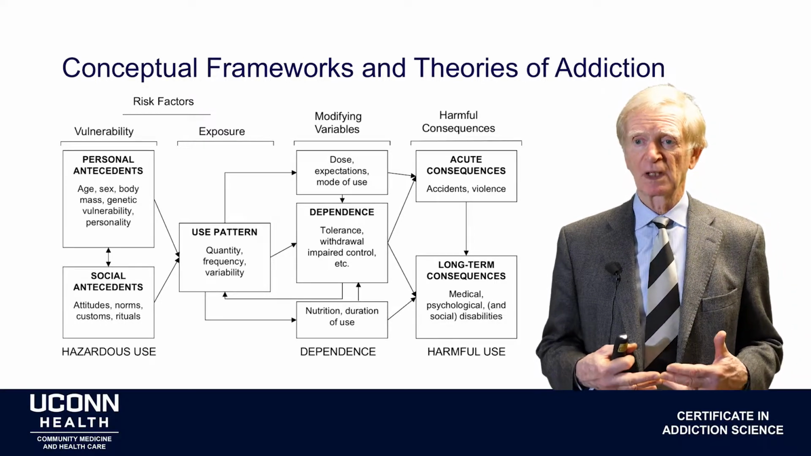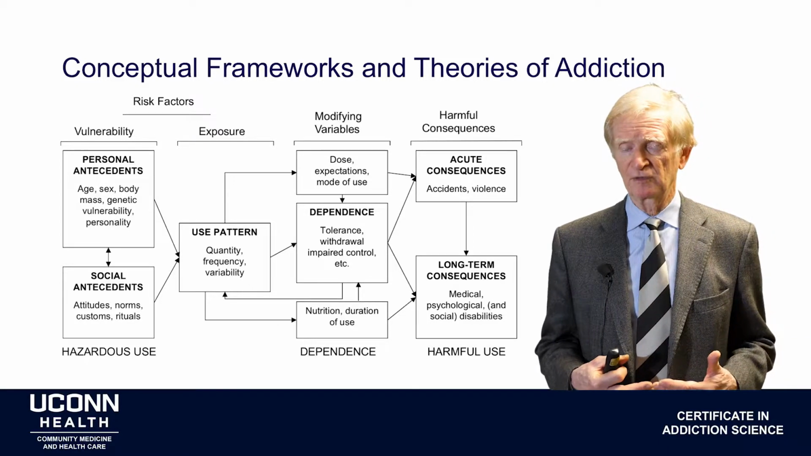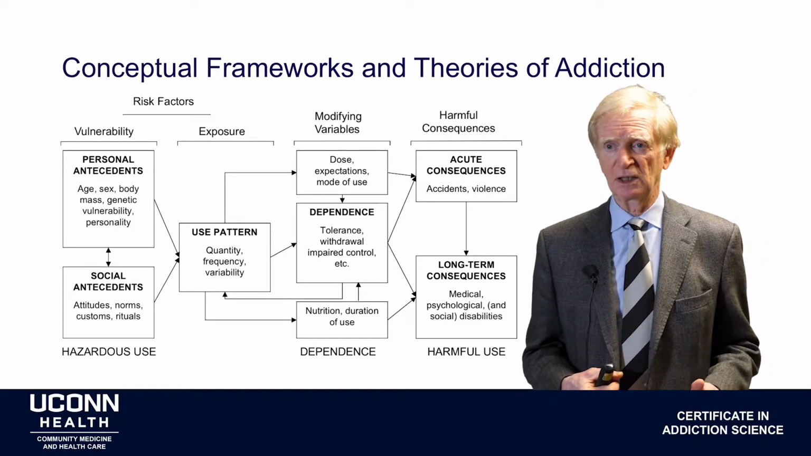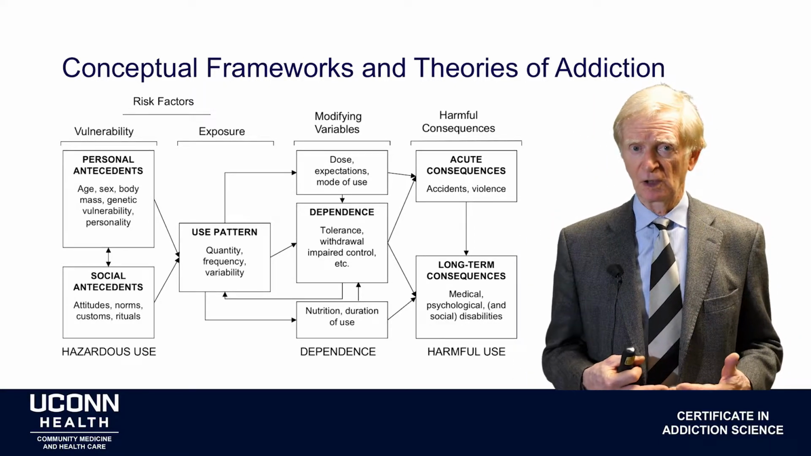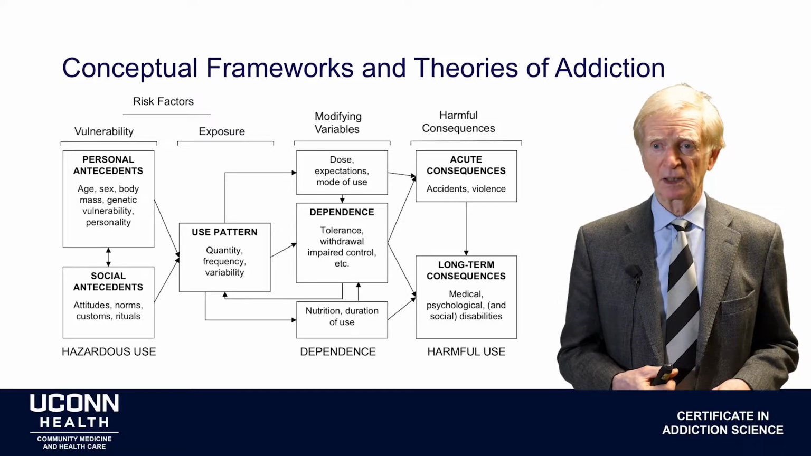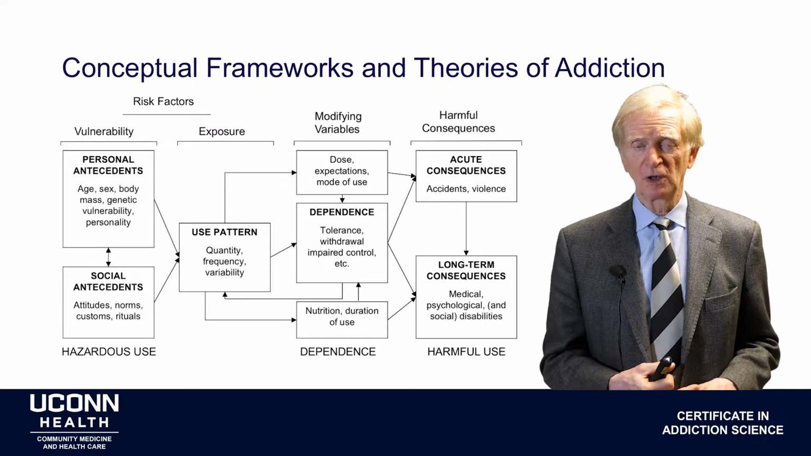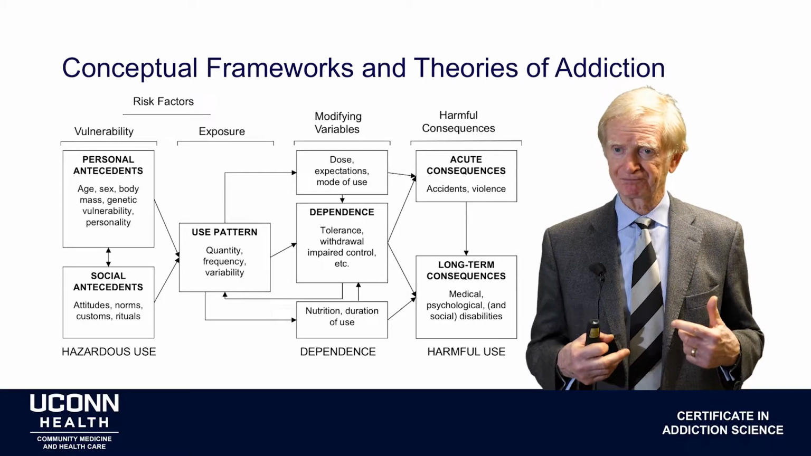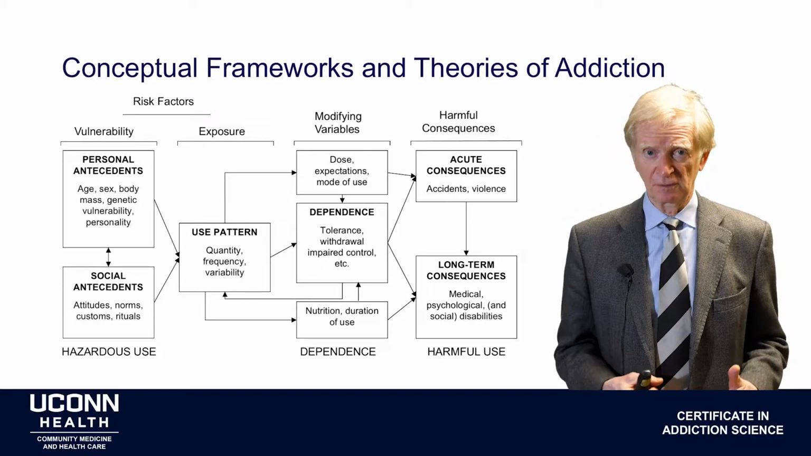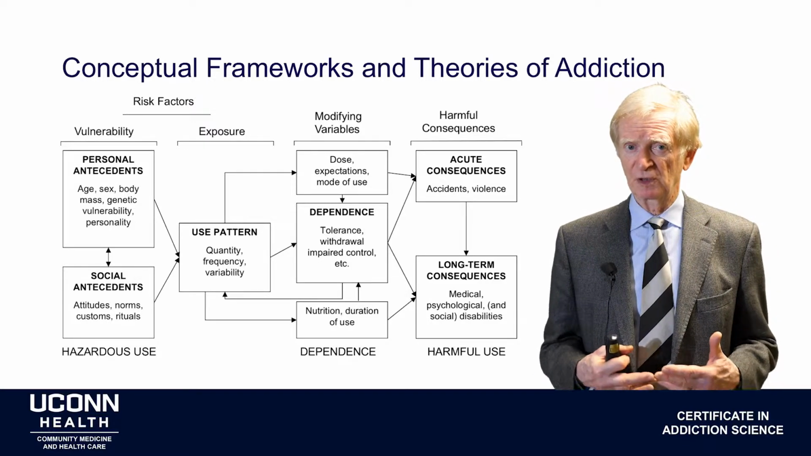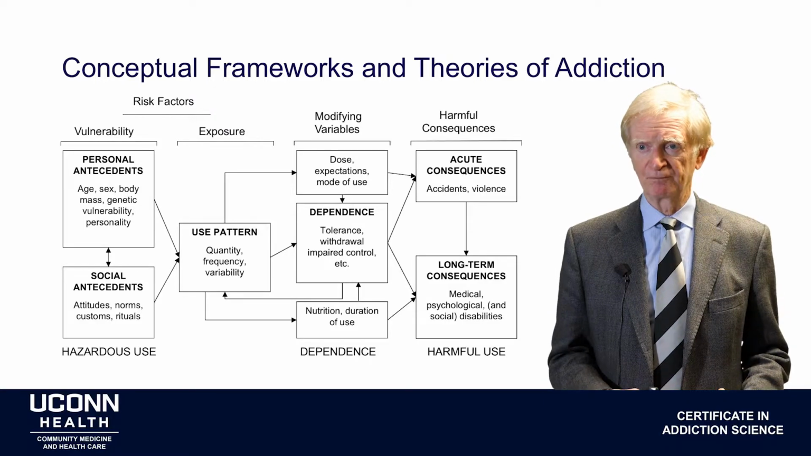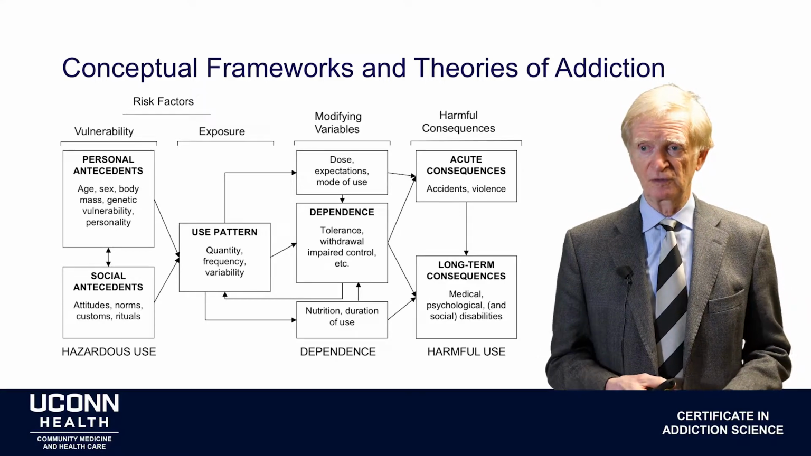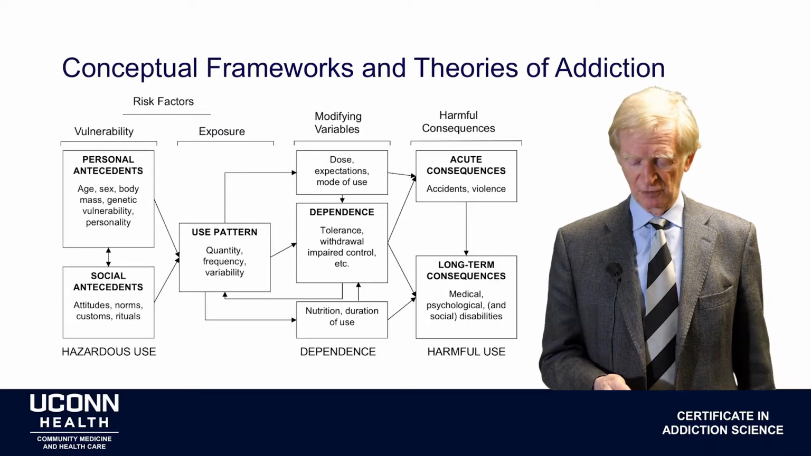The modifying variables that are often determinants of how severe a person's problem is going to develop into have to do with the doses that they're taking, the types of substance, what they've learned in terms of psychological expectancies, and their nutritional status, as well as how long they're using. For some people, they can go from exposure to consequences without developing a dependence syndrome. For many people, problems exacerbate when they have a dependence syndrome with tolerance, withdrawal, and impaired control. But as we know, that leads to acute consequences as well as long-term consequences.